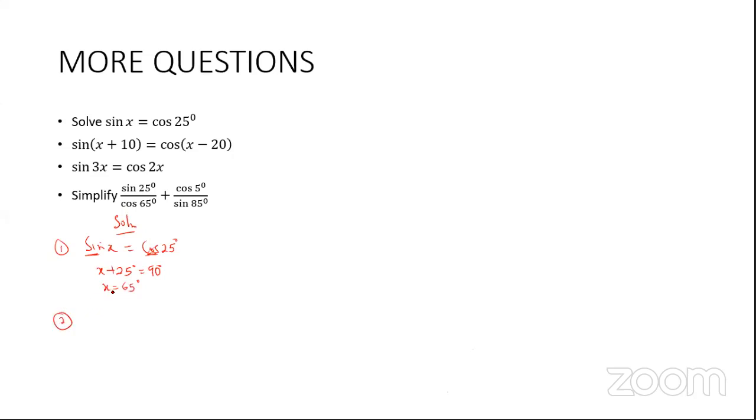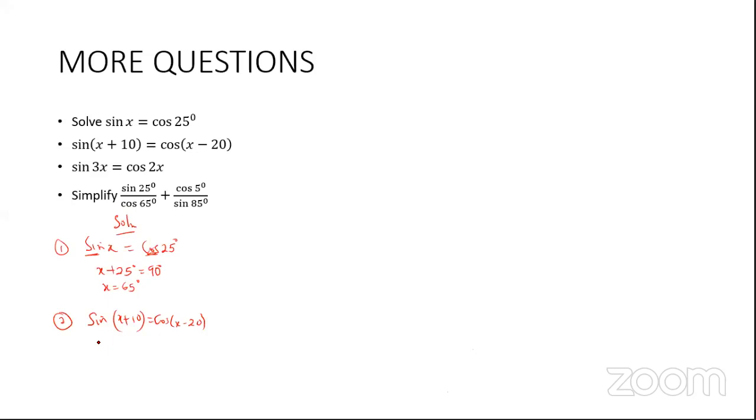So the next one, sine of x plus 10 equals cos of x minus 20. So you don't need to disturb yourself. I've told you, once sine is equated to cos, it means the two angles there must be complementary. It means they add up to 90 degrees.